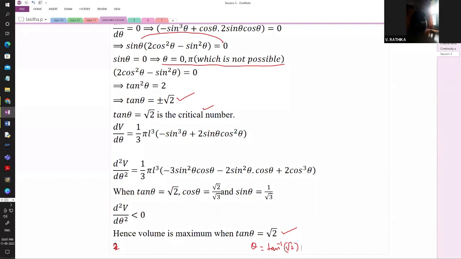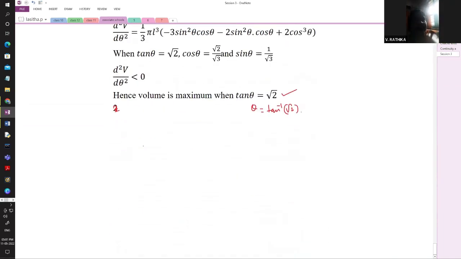Some concepts, like some functions do not have a maximum or minimum value. For example, f of x equal to x, if it is defined for x belonging to the open interval (0, 1), we cannot find a maximum or minimum. The same function on a closed interval does have a maximum and minimum.